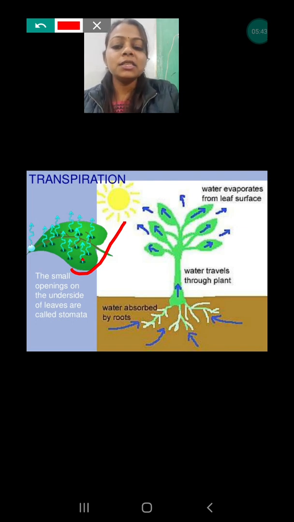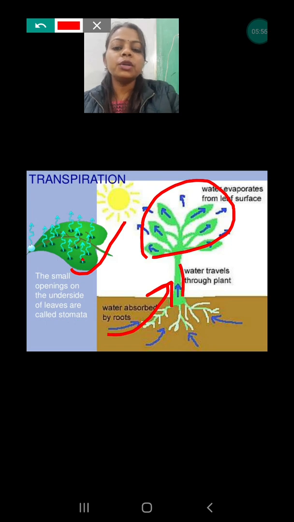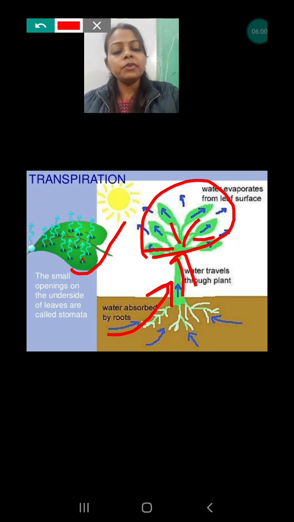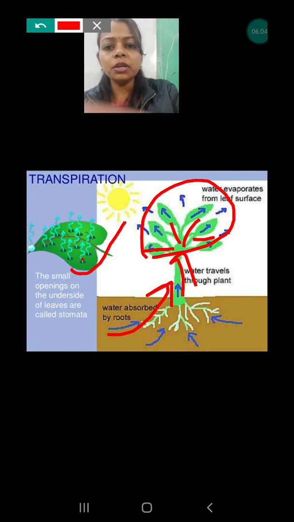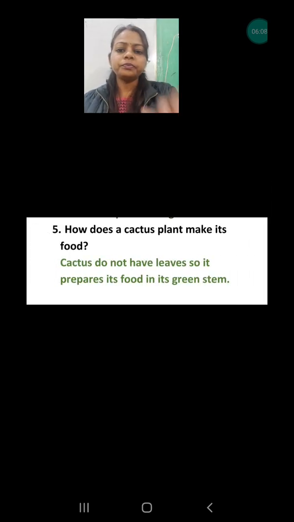This does not happen in only one leaf, but all the leaves are included in this process. So this process is known as transpiration. First, the water is absorbed by the root, it goes into the stem, and from the stem to all the branches and the leaves, and after being used in photosynthesis, the extra amount is released out through the stomata. I hope you all understood now.